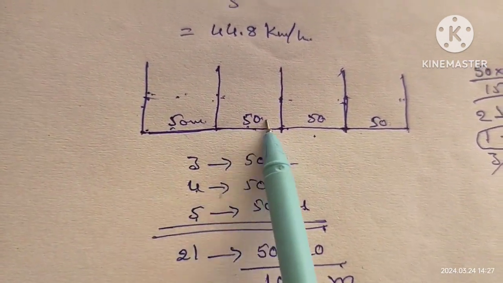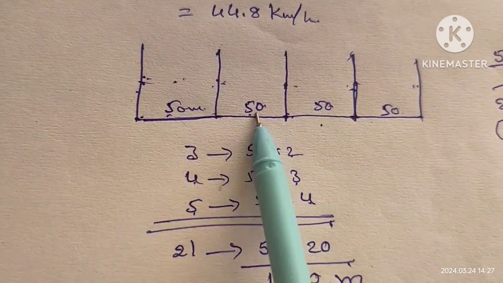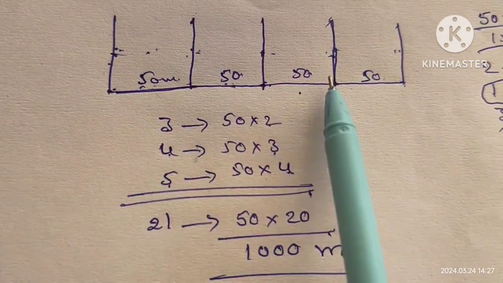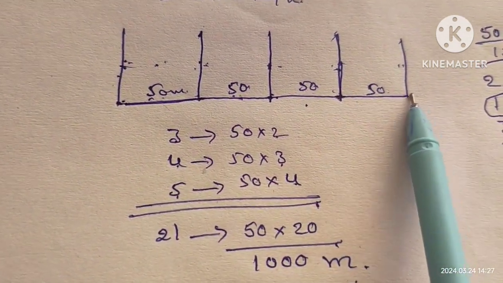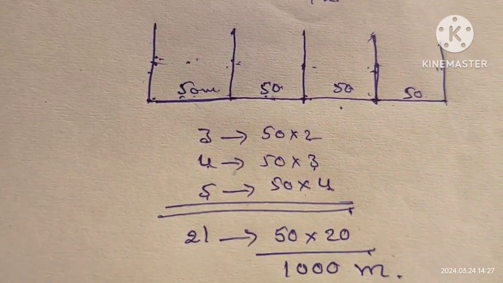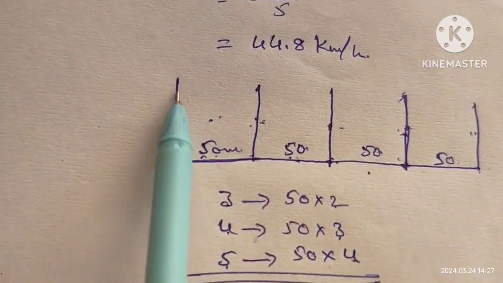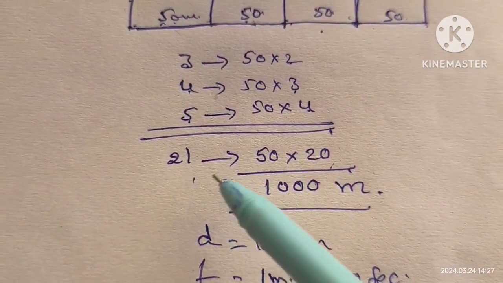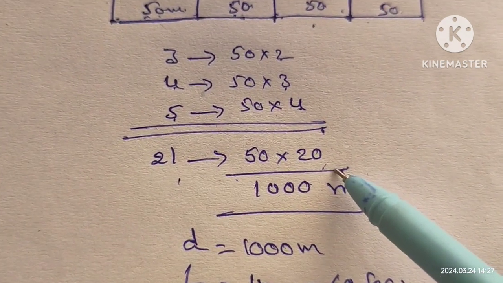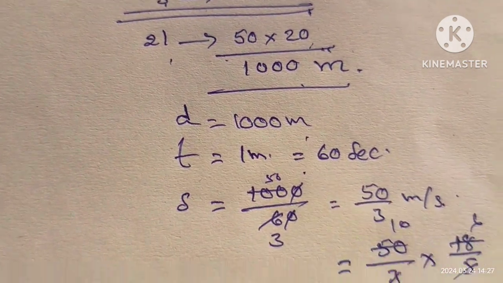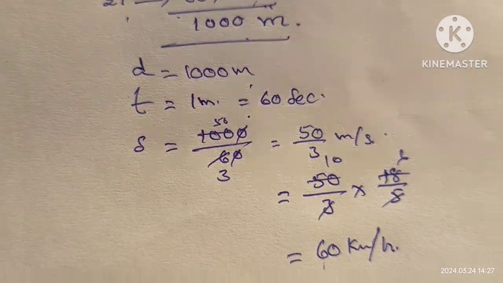Here the logic is this one. If you take 3 poles, the distance is 100. If you take 4 poles, the distance is 50 into 3. If you take 5 poles, distance is 50 into 4. So we have to decrease 1 because for the starting one there is no distance. In the same way, 21 poles means we have to multiply with 20 only. So you got the distance and time is also given. We can calculate speed. That is the sum.